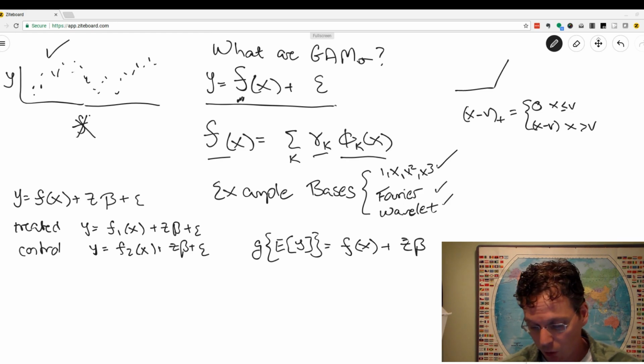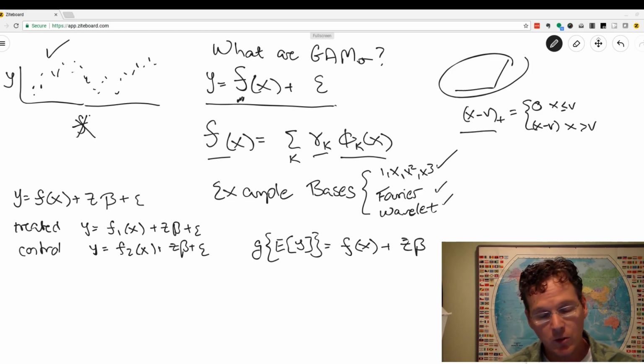Another kind of basis are the regression spline bases like this. They look like that. That's what the functions look like. And they really boil down to this kind of function here, where the function is something like x minus the knot point, plus, is the notation. And that's 0 for x less than or equal to the knot point, and it's x minus v for x greater than the knot point, where the knot point is that point right there.